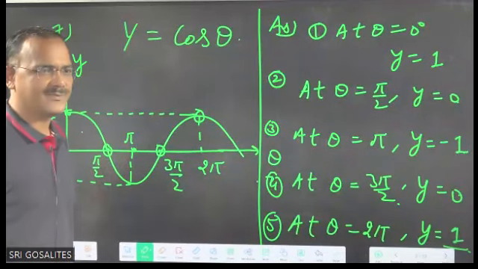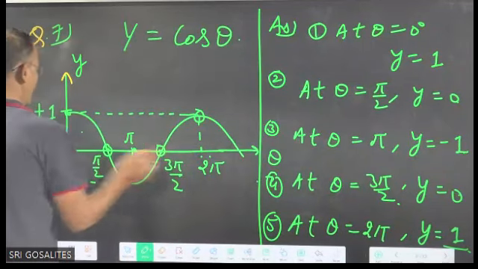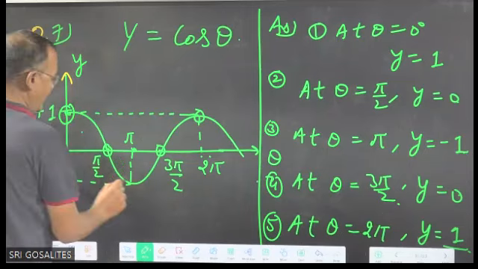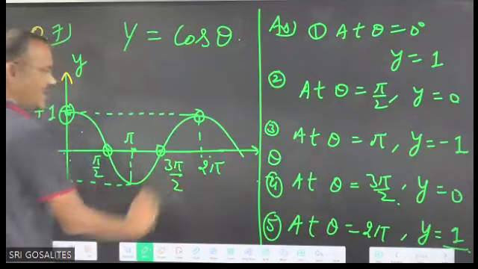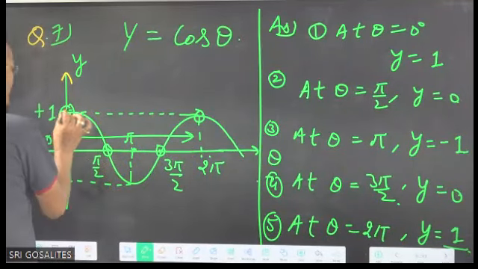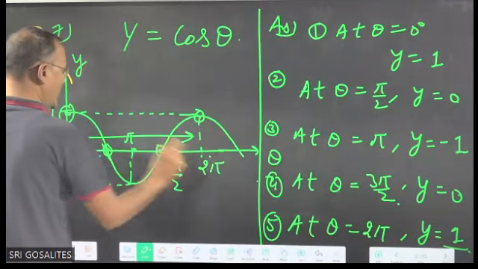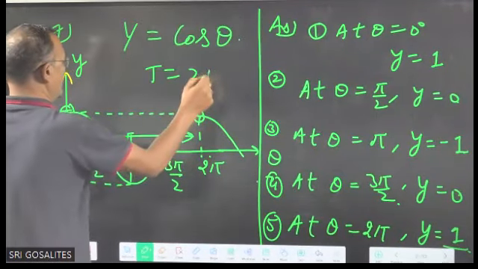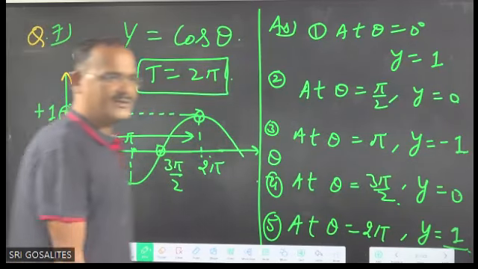That I can say. The time period of the cos is the same, 2π. See, +1, when the same value is coming after covering how much angle? 2π. So this is called the time period, when the +1 is repeated. So it's repeating after 2π angle. So what is the time period? 2π. Okay, fine.